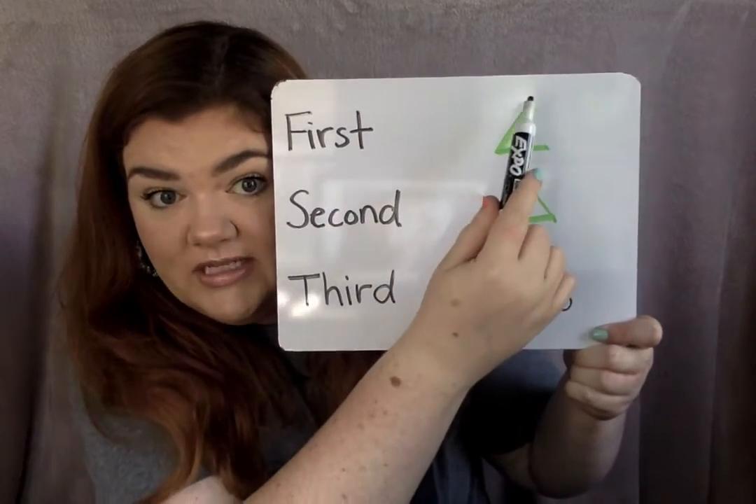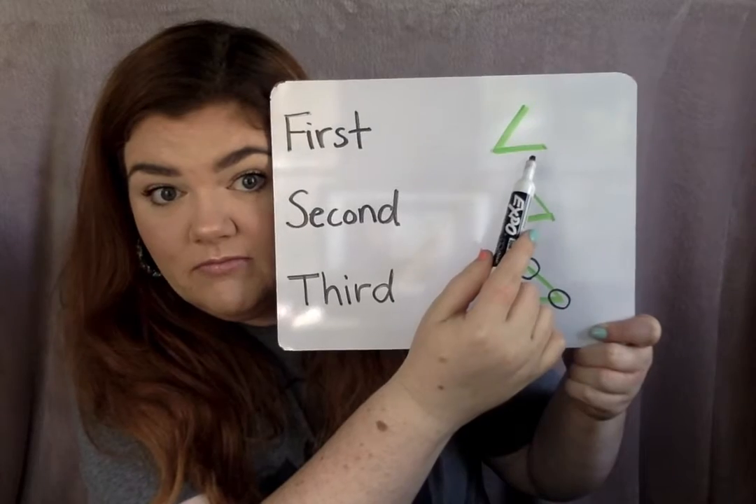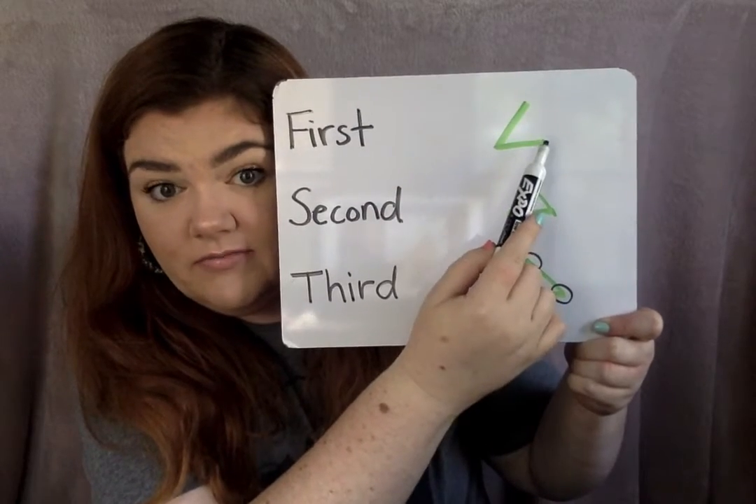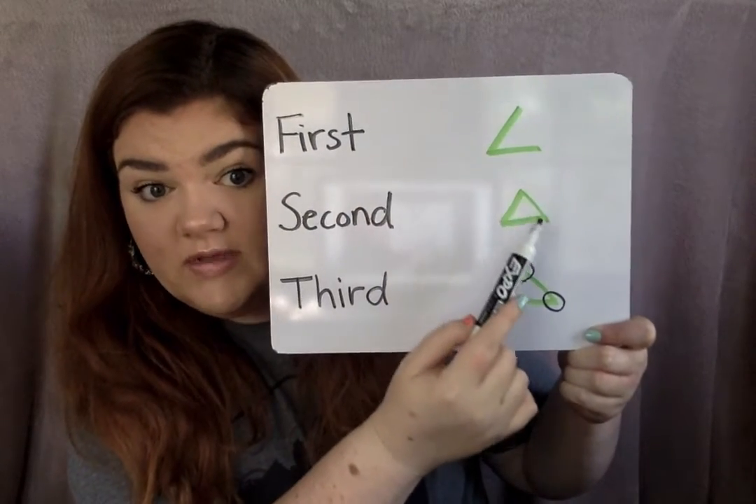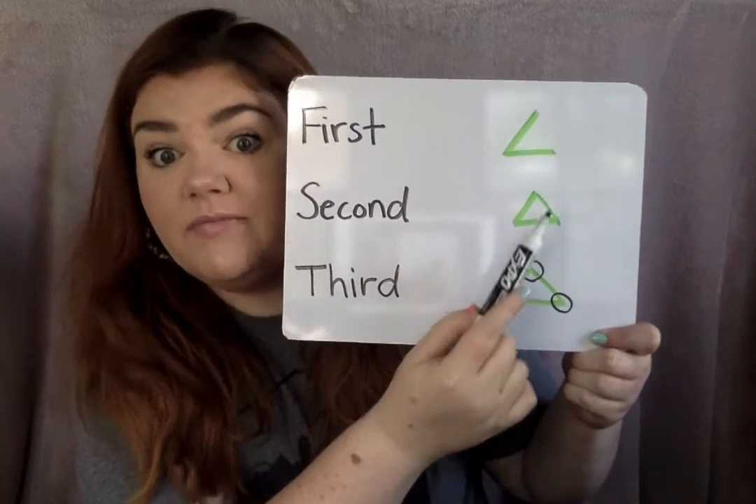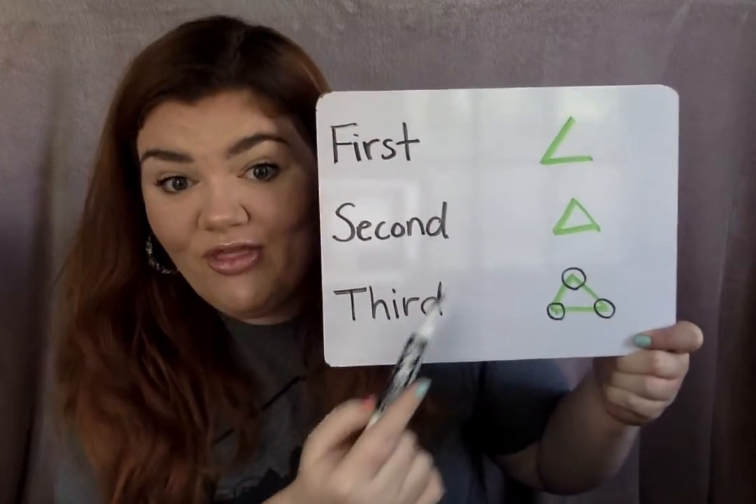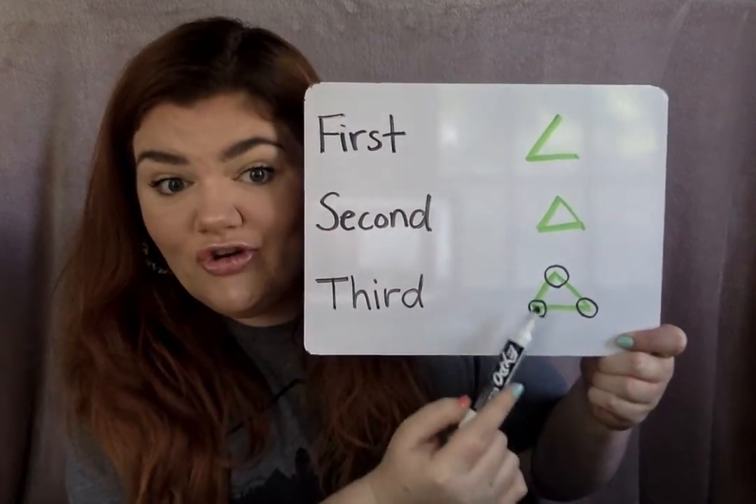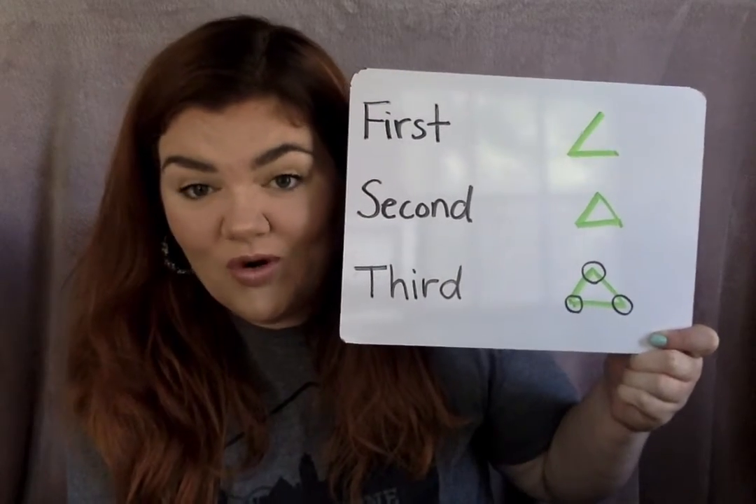First was I had an empty triangle or an incomplete triangle. Second was I had to draw a line to complete my triangle. And third was I needed to circle the corners of my triangle. So we're going to get our worksheet and we're going to work on it together.